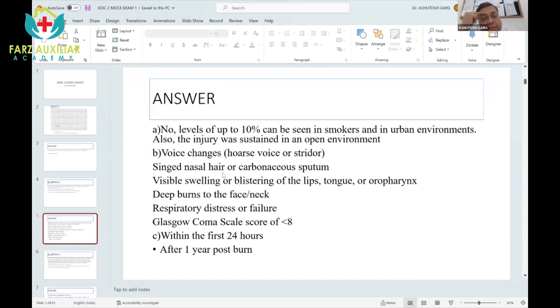inhalational injury is indicated by voice changes, hoarse voice or stridor, singed nasal hair or carbonaceous sputum, visible swelling or blistering of lips, tongue or oropharynx, deep burn to the face and neck, respiratory distress or respiratory failure, GCS less than 8. In these situations, you will suspect there may be some inhalational injury. And succinylcholine you can use after 1 year of post-burn. Okay.